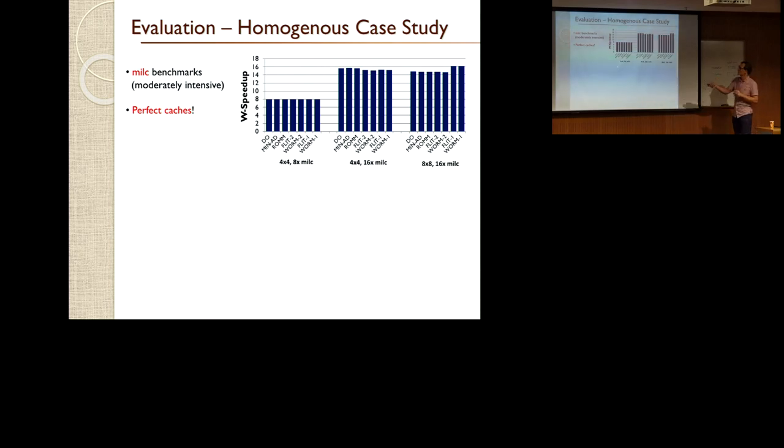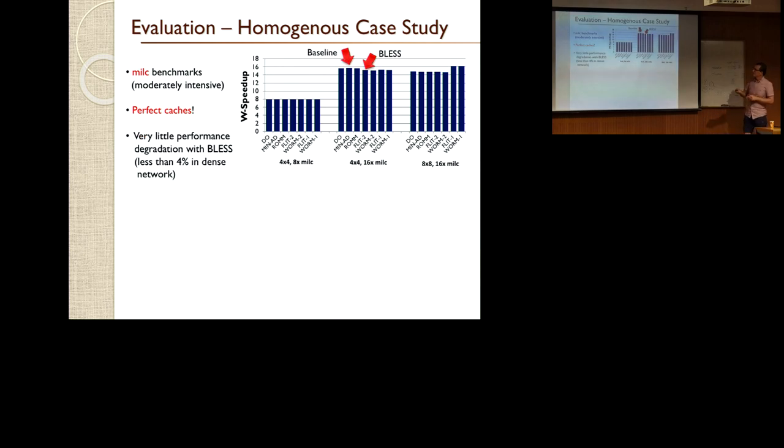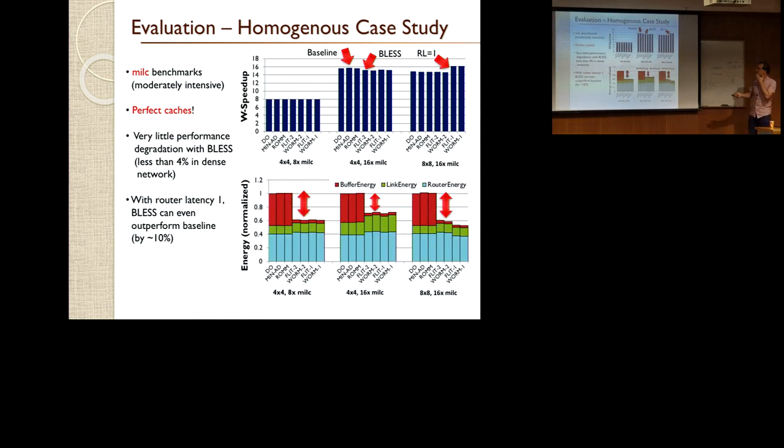This is the system performance. So you get very little performance degradation with BLESS, less than 4% in the dense network. And with router latency 1, you can even outperform the baseline because you reduce the router latency. And that was our assumption. But I'm going to deconstruct that in a little bit, because it's not that easy actually to build the bufferless router to begin with.